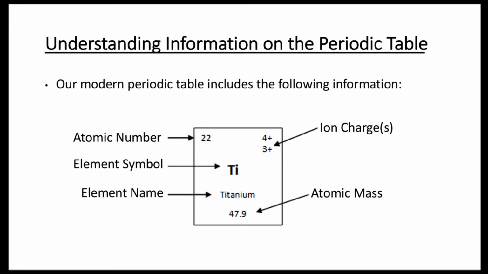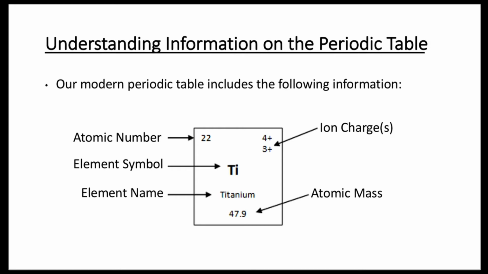Then below that, the Ti is your element symbol. You'll notice that it's a capital letter followed by a lowercase letter. And then we have the element name, which is titanium in this case. At the very bottom middle is your atomic mass. This is usually rounded to a tenth decimal place. It's actually an average, but it's the sum of protons and neutrons together that makes up this number. Lastly, in the top right-hand corner, we see ion charge or charges.